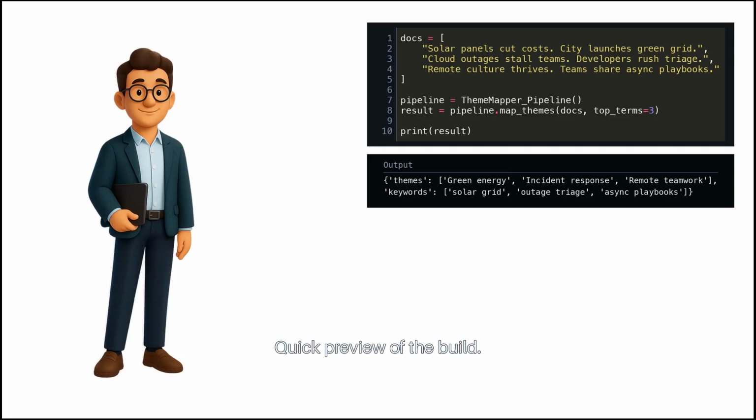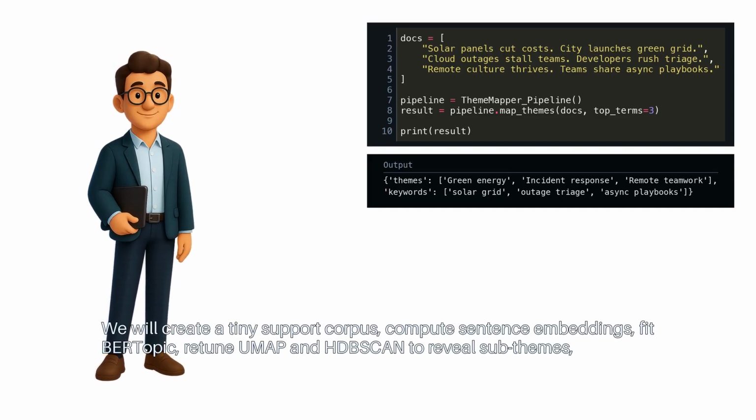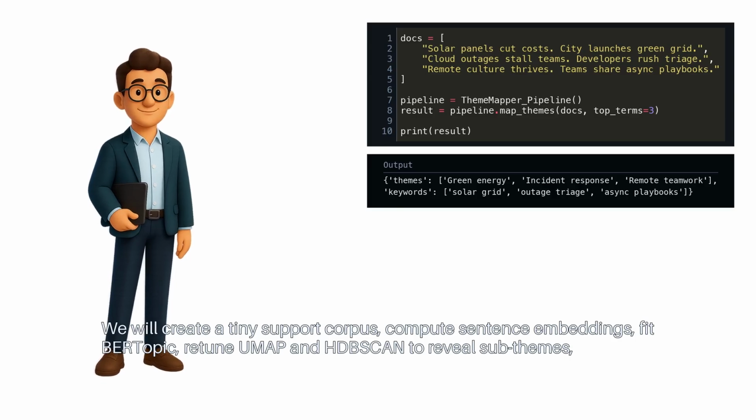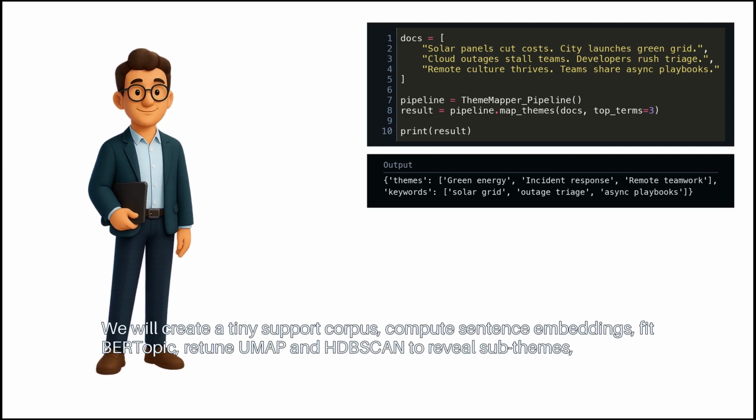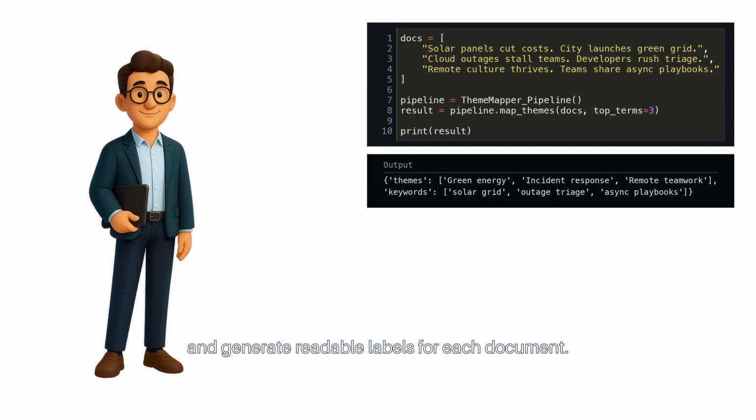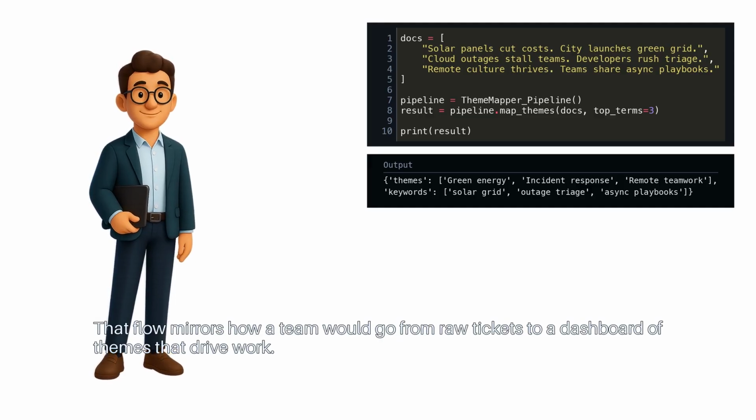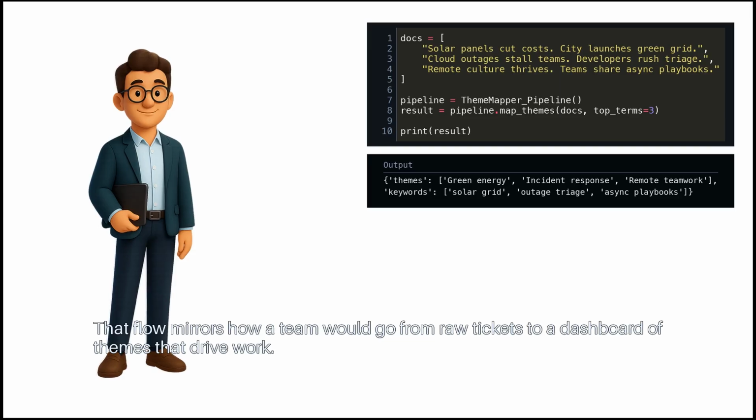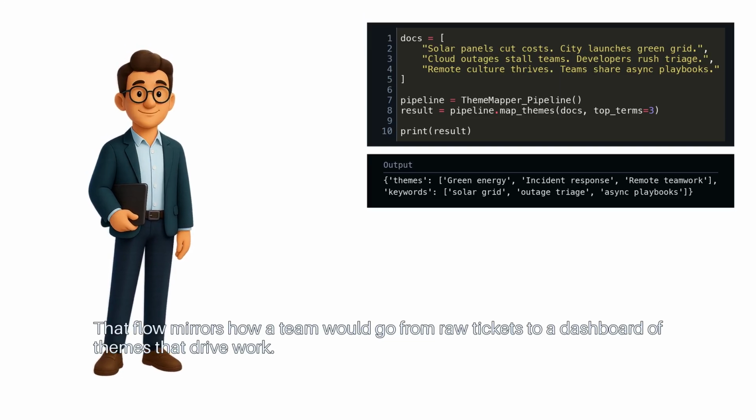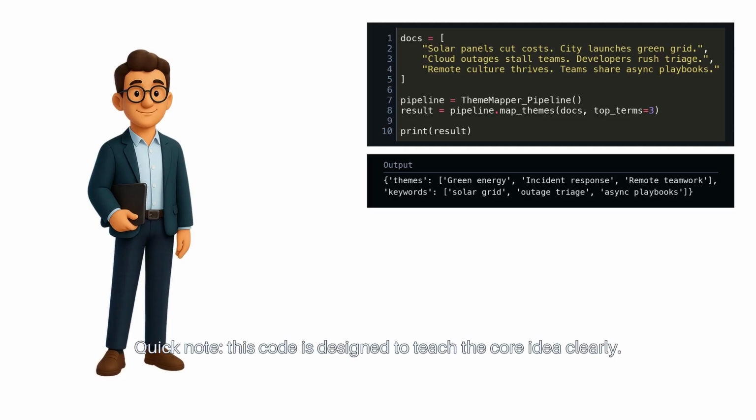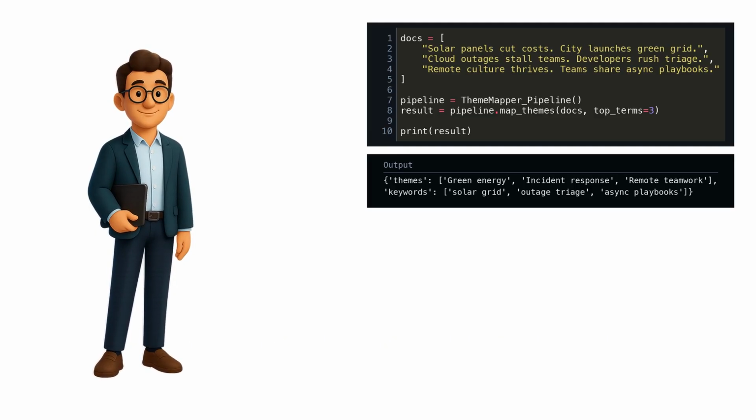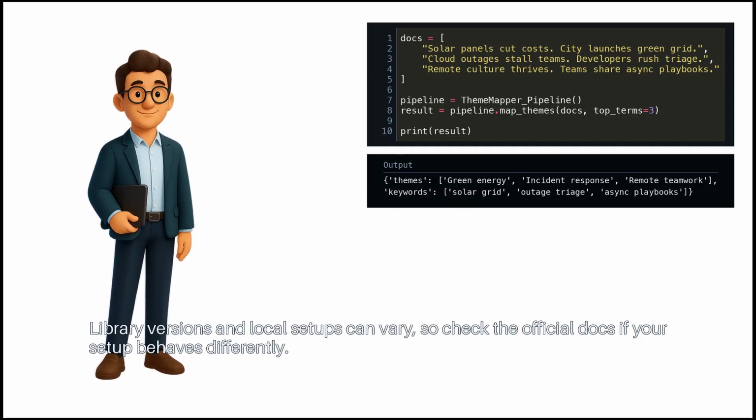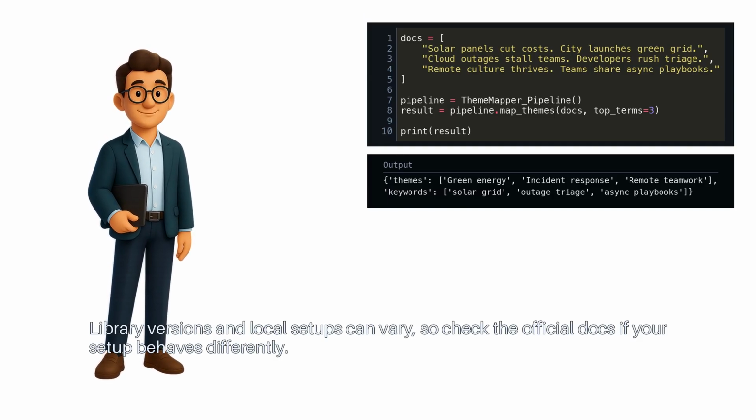Quick preview of the build. We will create a tiny support corpus, compute sentence embeddings, fit BERTopic, retune UMAP and HDBSCAN to reveal subthemes, and generate readable labels for each document. That flow mirrors how a team would go from raw tickets to a dashboard of themes that drive work. Quick note, this code is designed to teach the core idea clearly. Library versions and local setups can vary, so check the official docs if your setup behaves differently.